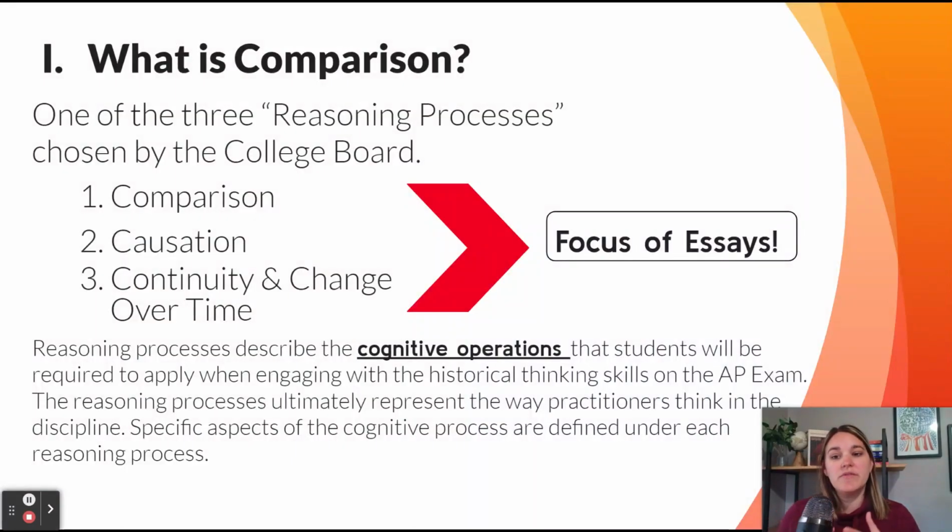So, this is one of the three reasoning processes chosen by the College Board. The three reasoning processes are comparison, causation, and continuity and change over time. And these are the focus of your essays. They're also going to be some of the main skills on the multiple choice questions, but you especially see explicit references to these skills in your essay questions.